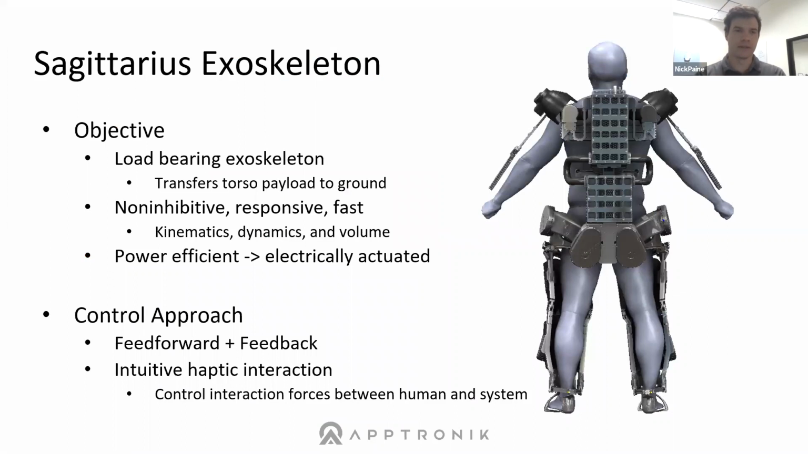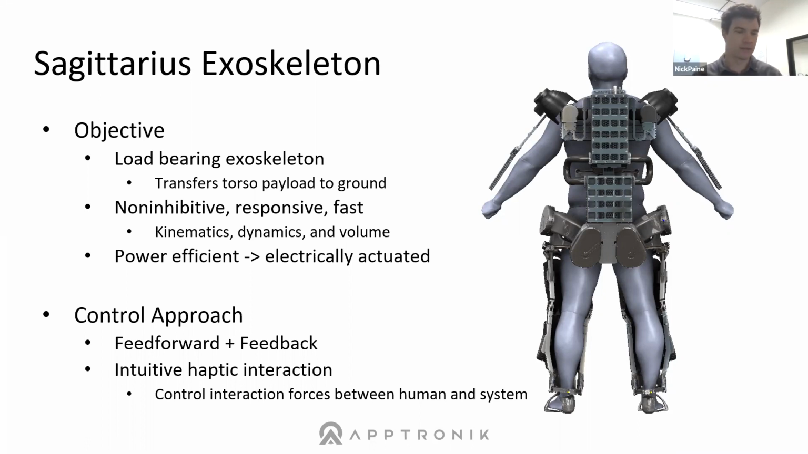That brings us to the first system that I'll talk about today, which is the Sagittarius system. The objective behind the system was a load-bearing device where there can be a torso-mounted payload, and the system will pass that load to ground in parallel with the human's skeletal frame. As I mentioned before, the application domain focuses on performance here. So the goal is to make this non-inhibitive, very responsive to the wearer, and not a slow device, but something that can move quickly.